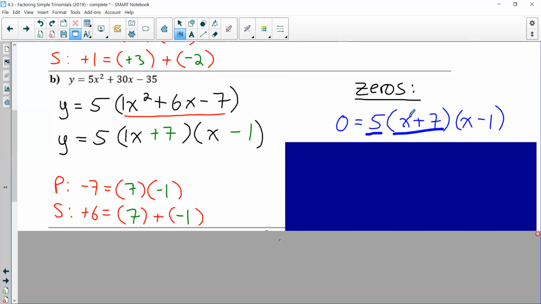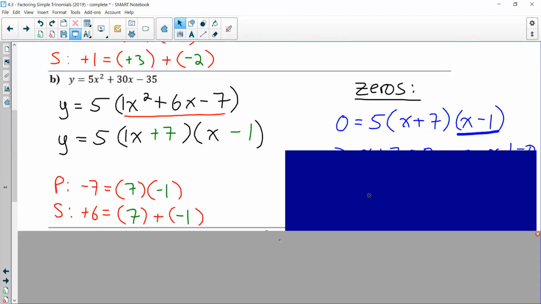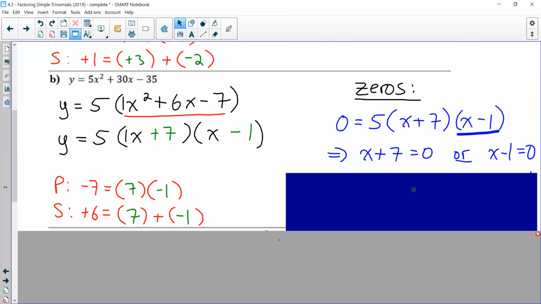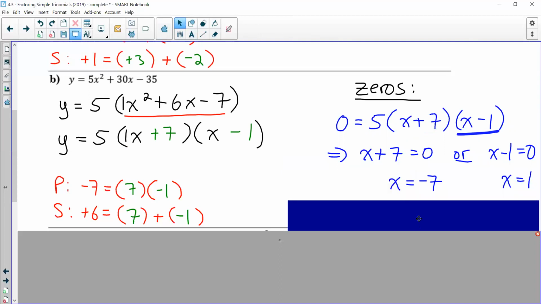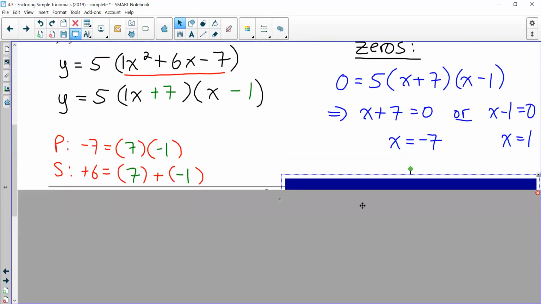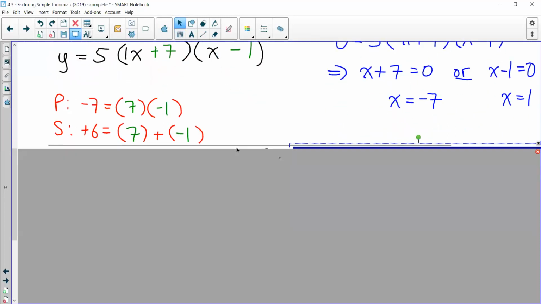Yes. If we know what number for x, add 7, you'll get a 0. What number take away 1 gives us a 0? Well, that also exists. And the answers are by simply solving these equations. So x equals negative 7 will produce a 0 in the first bracket. x equals 1 produces a 0 in the third bracket. So that produces our zeros for our x-intercepts.